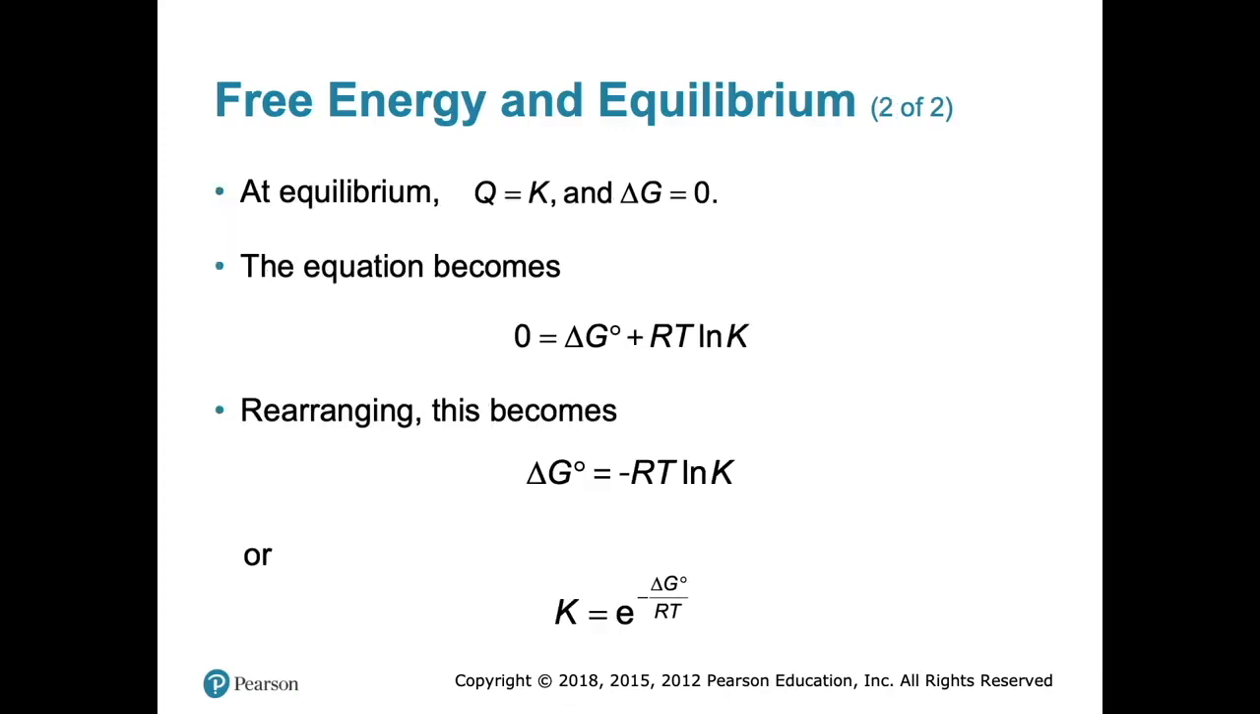Okay, so remember at equilibrium, Q is equal to K, right? And so delta G is also equal to zero. So what that means then is that 0 equals the standard delta G plus RT ln K. And if you rearrange those things, you get this guy here.